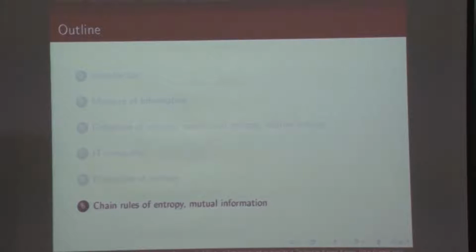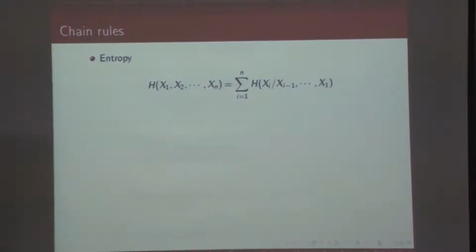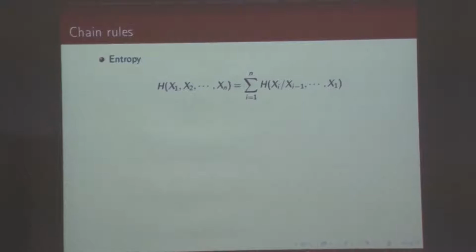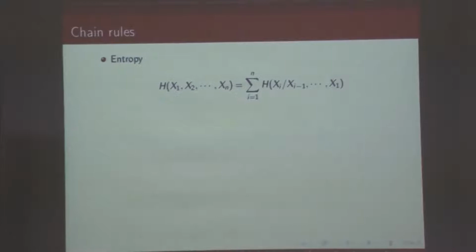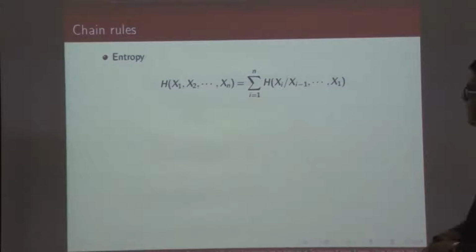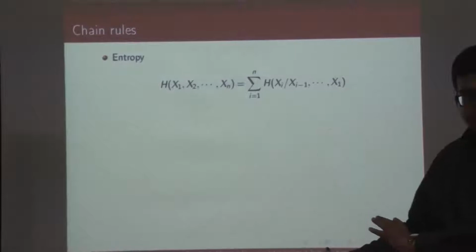Now I am going to show you another result which is very, very commonly used. That's the chain rule of entropy. It's used very, very widely in proving lots of results in information theory. Okay. So what does the chain rule say? It tells us a way of writing the joint entropy in terms of conditional entropy.